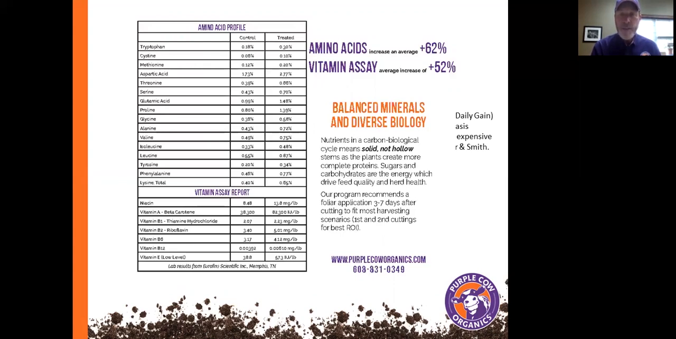Obviously, in a year like this, where our dairy farmers, especially here in Wisconsin, are suffering terribly from a number of factors, being able to produce higher quality forages, either on the same or less acres, or potentially be able to improve forage values and be able to potentially reduce other inputs or byproducts, is critical. And we were able to move in this particular trial over 50% in both amino and vitamin assays, and that's critical from the standpoint of really understanding minerals in a carbon biological cycle.